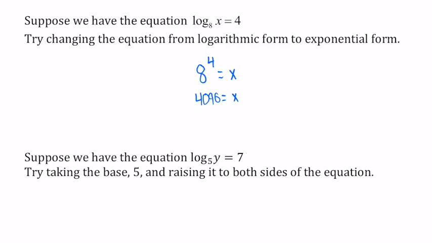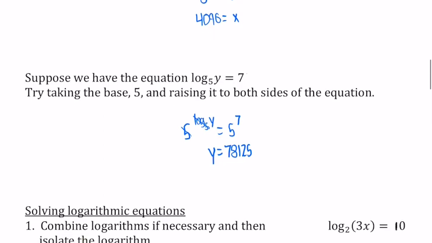This time, let's take a look at a different approach if we have the equation logarithm base 5 of y equals 7. Let's take our base, which is 5, and raise it to both sides. 5 raised to the logarithm base 5 of y is equal to 5 raised to the 7th. On the left side, the exponential base 5 and the logarithm base 5 undo each other, and we're just left with y. On the right side, 5 raised to the 7th gives us 78,125. So that's our solution to the equation.